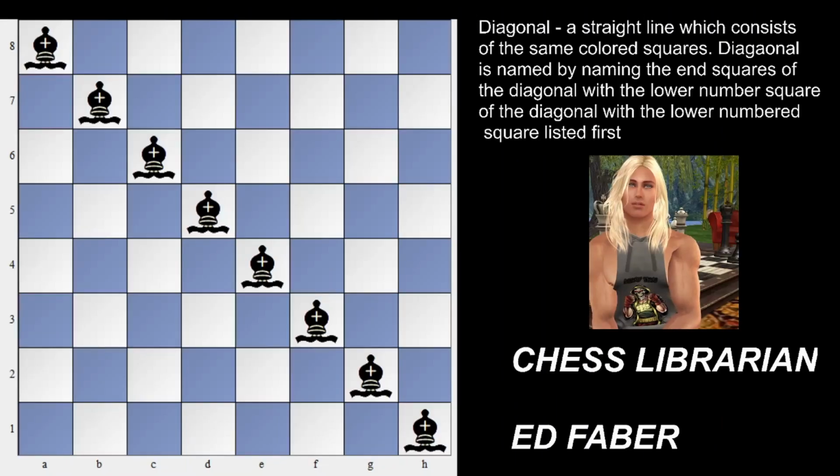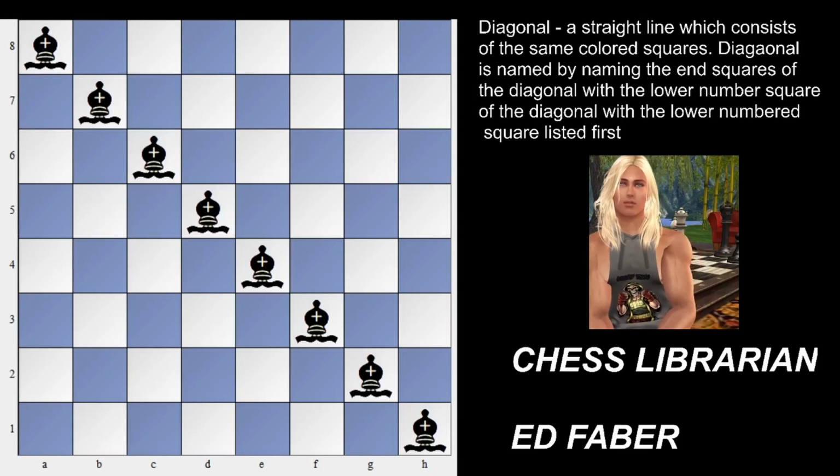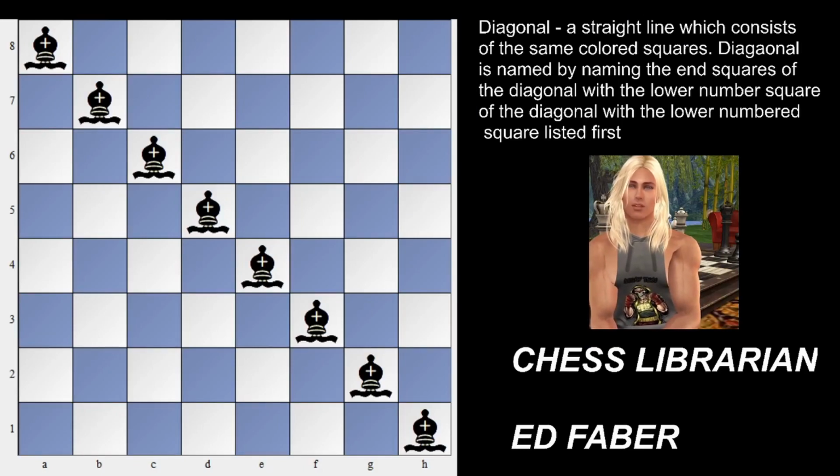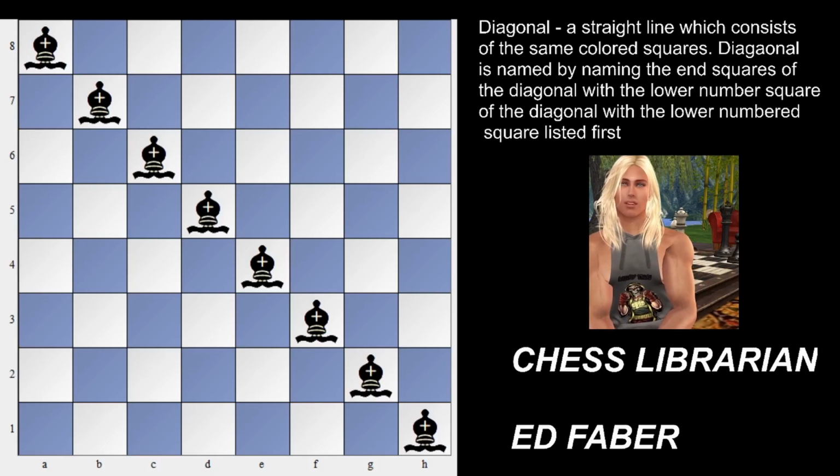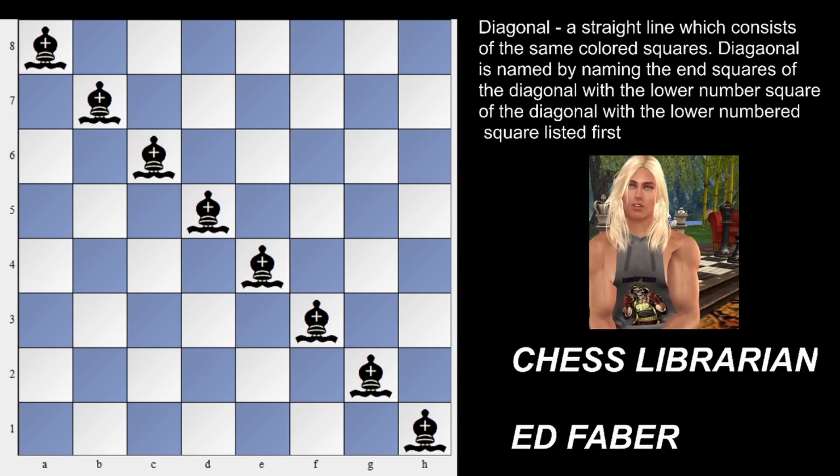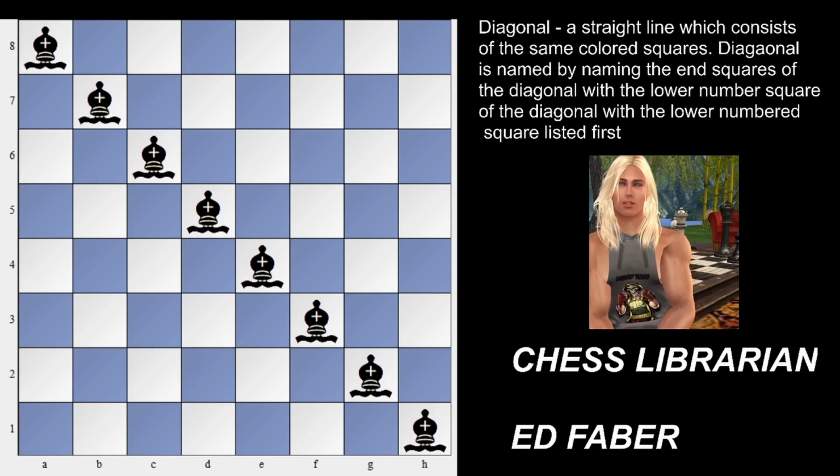Diagonal: a straight line which consists of the same color squares. A diagonal is named by naming the end squares of the diagonal with the lower number square listed first. The H1, A8 diagonal consists of light squares. The C1, A6 diagonal consists of dark squares, and the G1, H2 diagonal only has 2 squares. The H1 and A8 diagonal is shown. The G1 and H2 diagonal only has 2 squares.